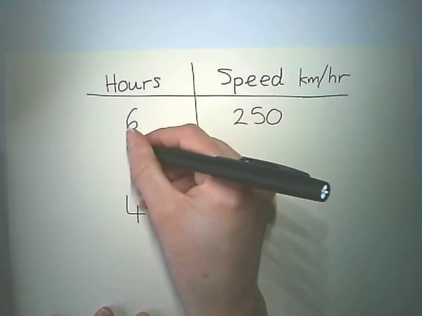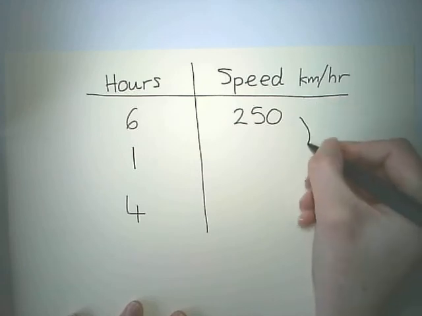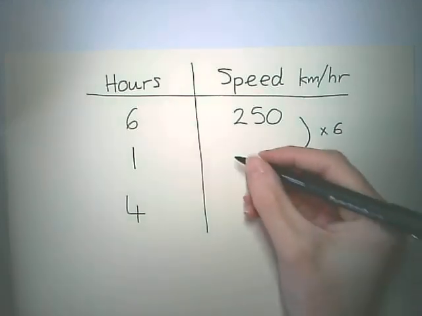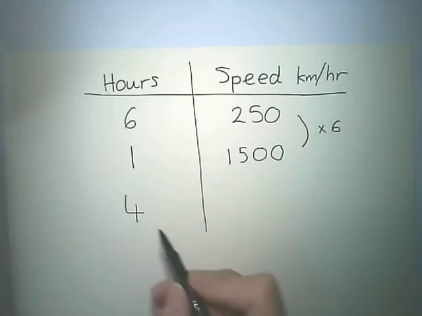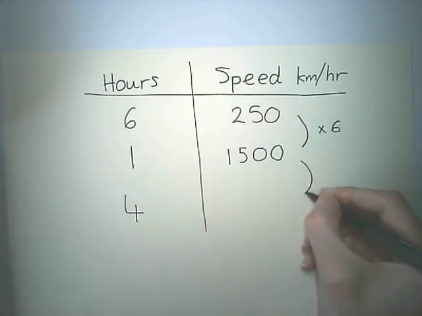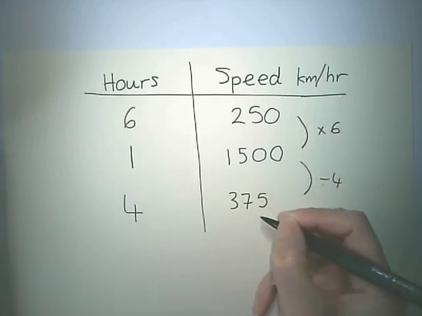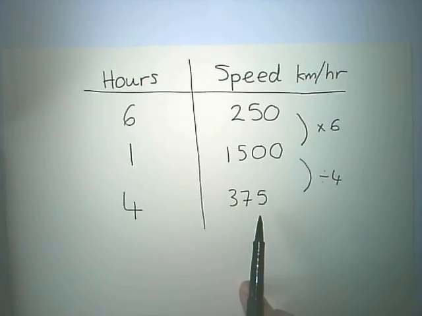So find out first how fast it'd have to go if it was just 1 hour. You would have to multiply by 6 because it would be 6 times faster. So you would just do 250 times 6 and you would get 1,500 kilometers per hour. And then to find out how quick you would have to go if you had 4 hours, just divide that by 4. And you get 375. So if the plane only had 4 hours to get to its destination, the speed it would have to travel at would be 375 kilometers per hour.